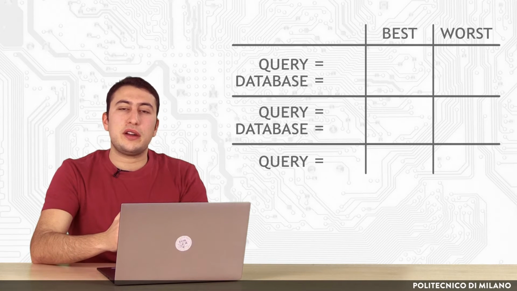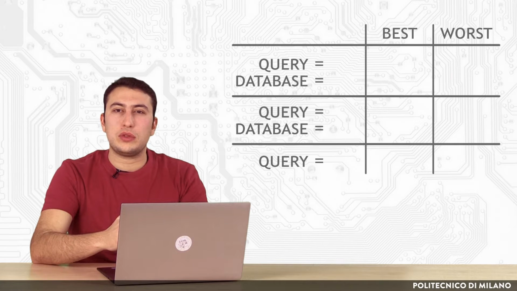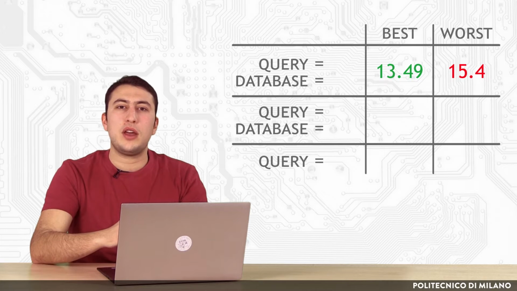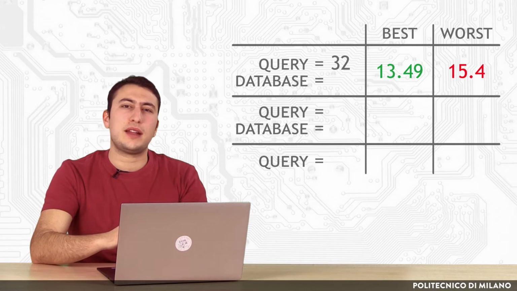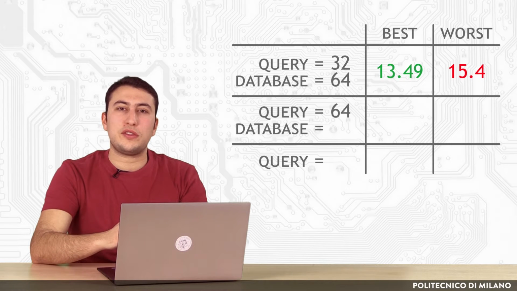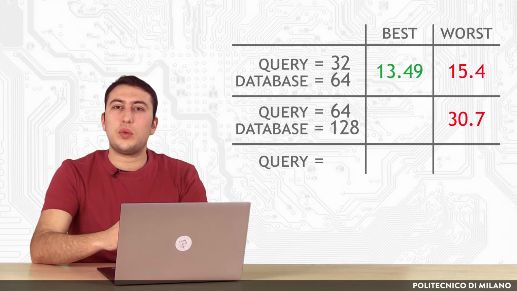While the system builds our FPGA implementation, let's see how the operational intensity changes in our code. I will not show you again how to perform the static code analysis. However, the code presented here achieves an operational intensity equal to 15.4 in the worst and 13.49 in the best case when the query size is equal to 32 and the database sequence is 64. Increasing the size of the query to 64 and the database to 128, we obtain 30.7 in the worst and 26.7 in the best case.